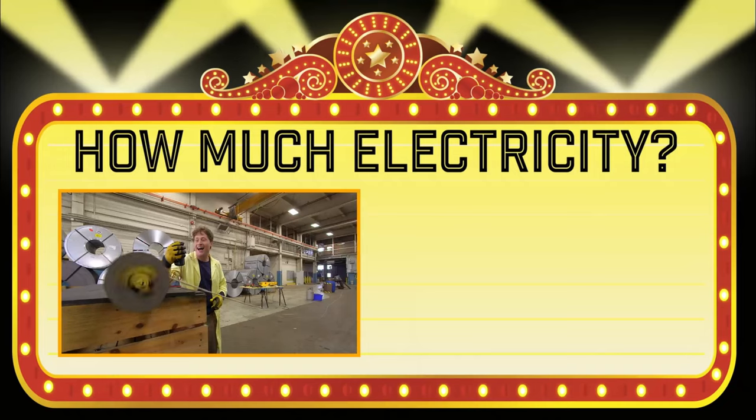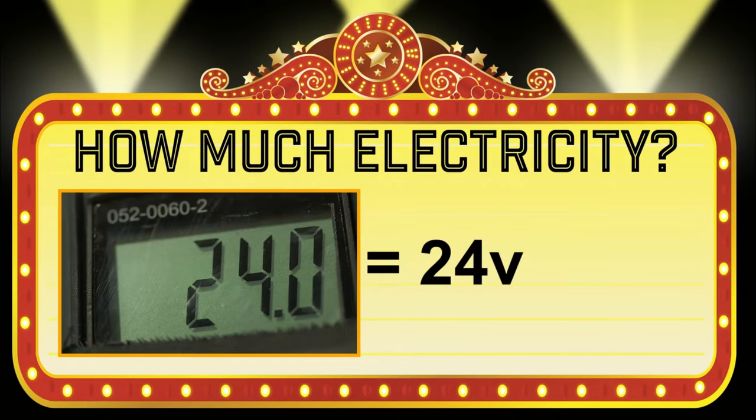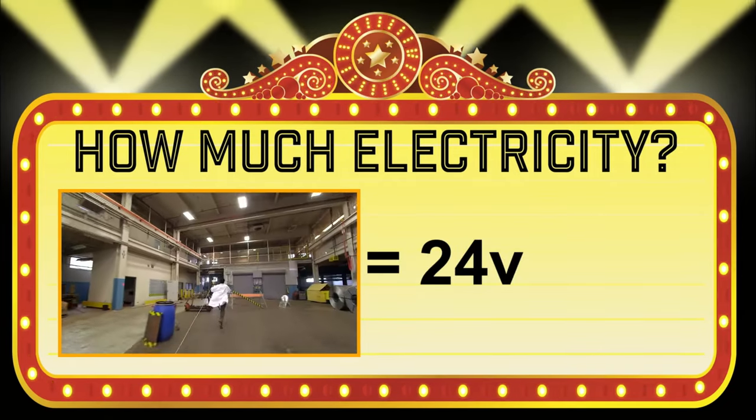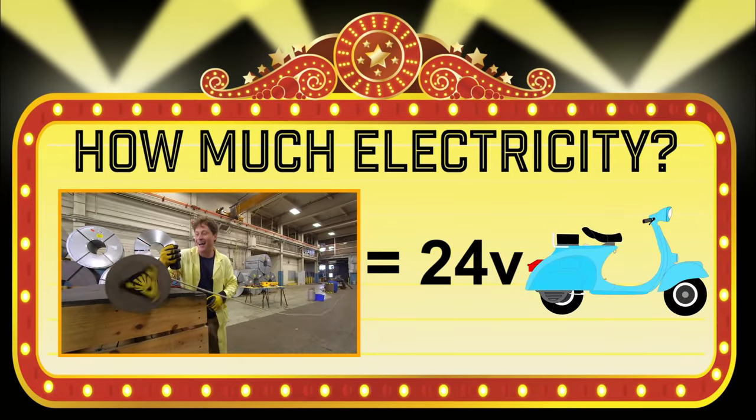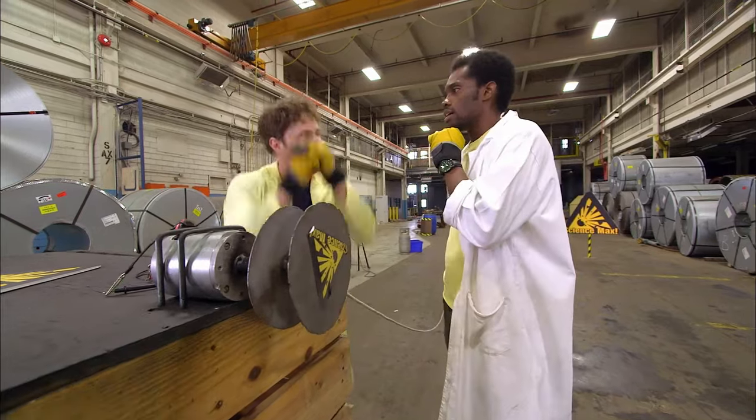How much electricity did they create? 24 volts. Actually, not bad. That's enough to power their own personal scooter. Not too shabby, boys. We need like a hard pull all at once.